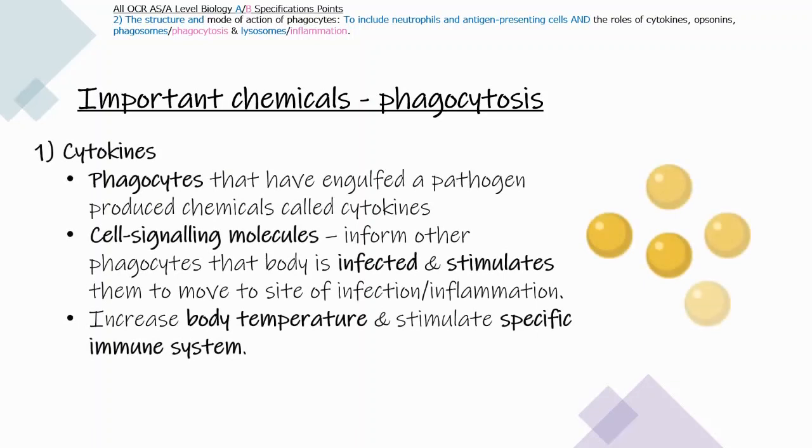Cytokines are produced by phagocytes once they have engulfed a pathogen. Cytokines are cell signaling molecules, so they inform other phagocytes that the body is infected, and this stimulates them to move to the site of infection or the site of inflammation. Cytokines increase body temperature and they stimulate the specific immune system.